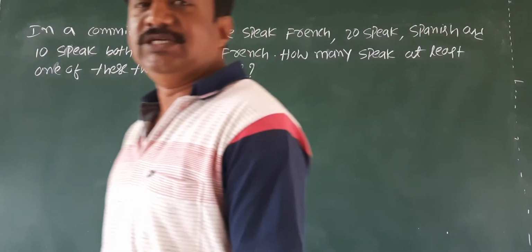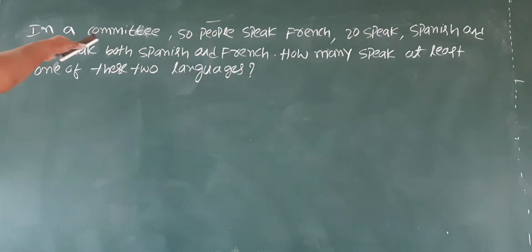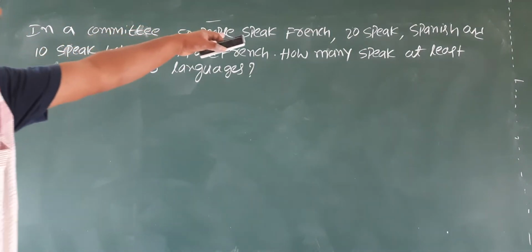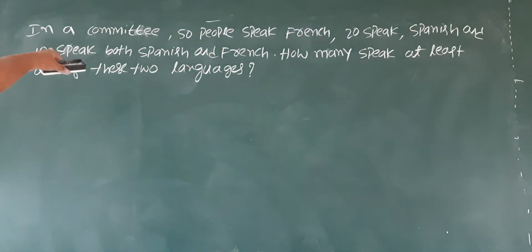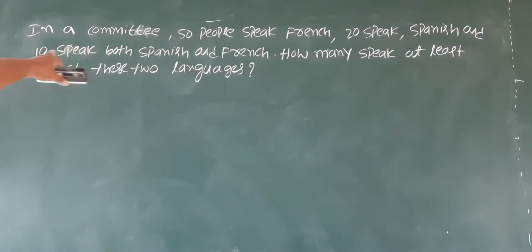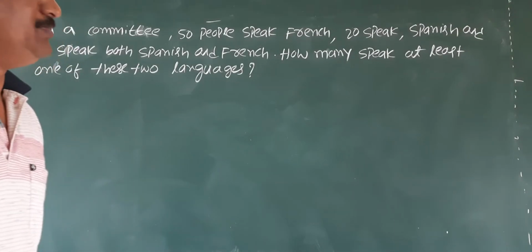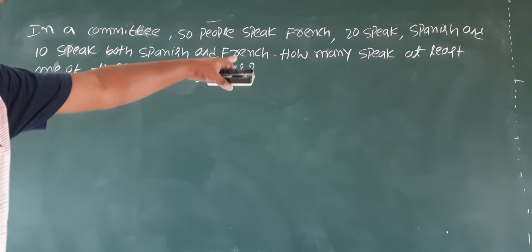Students, this is class number 22. Look at that simple question. In a committee, 50 people speak French, 20 speak Spanish, and 10 speak both Spanish and French. How many speak at least one of these two languages? At least means either A or B. A union is required.